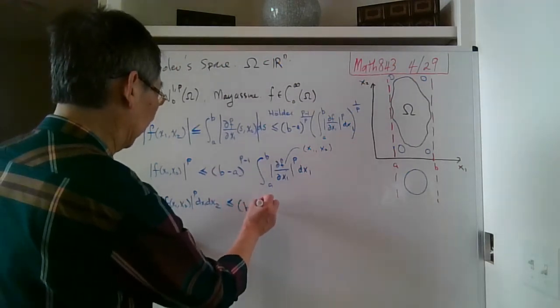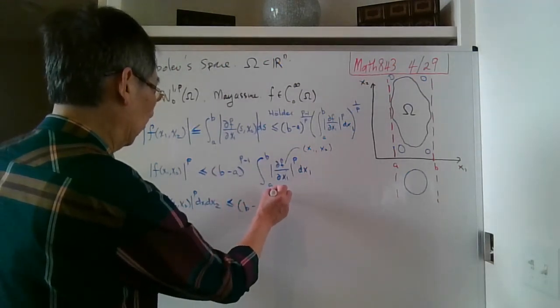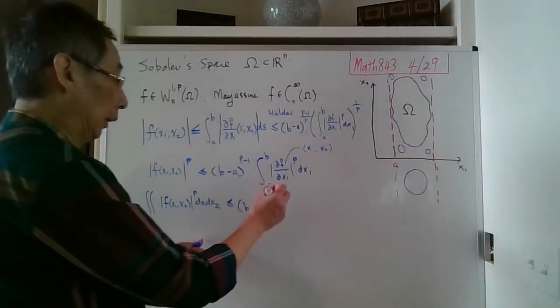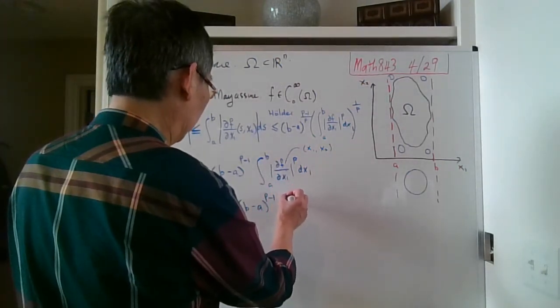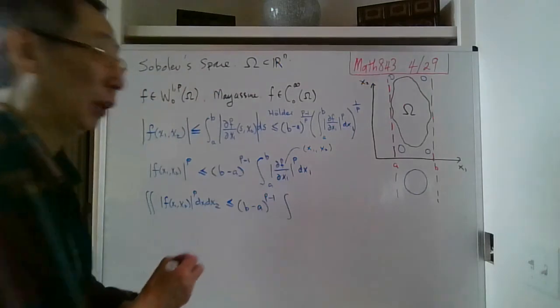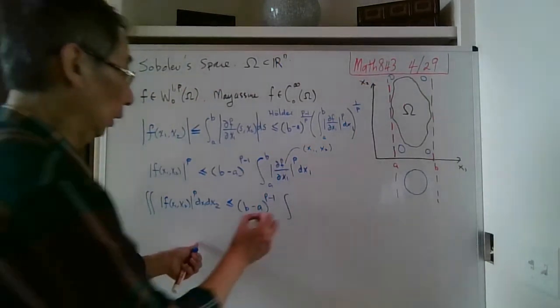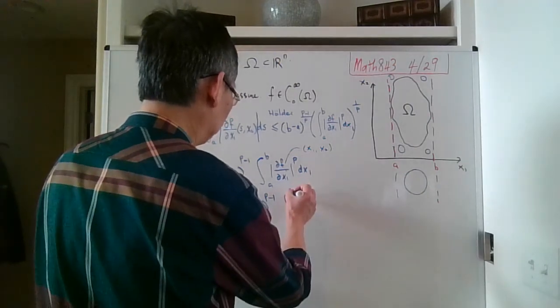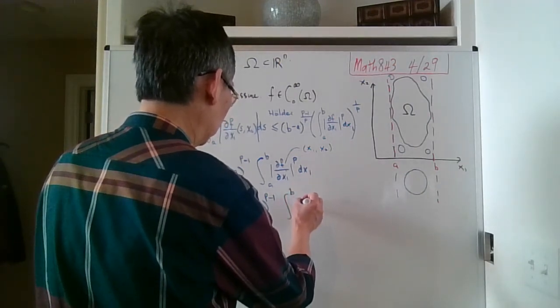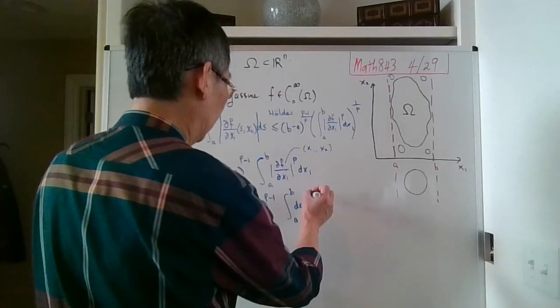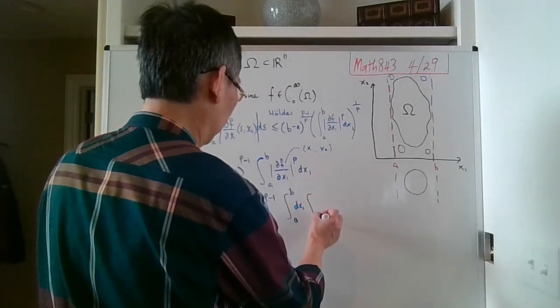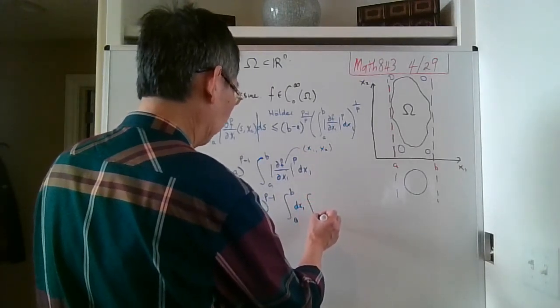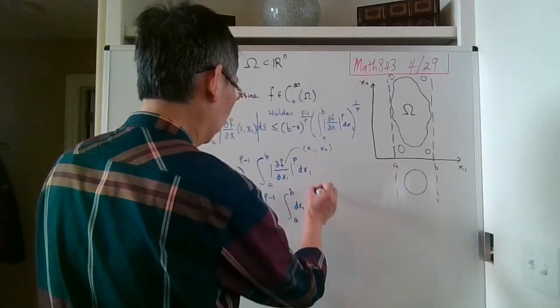So b minus a, p minus 1, okay, as usual. So then I'm going to write this clearly. So this is a double integration. But when I write this double integration, I have to write it in this way. So I put dx1 first, okay? Then you have the integration from minus infinity to plus infinity.